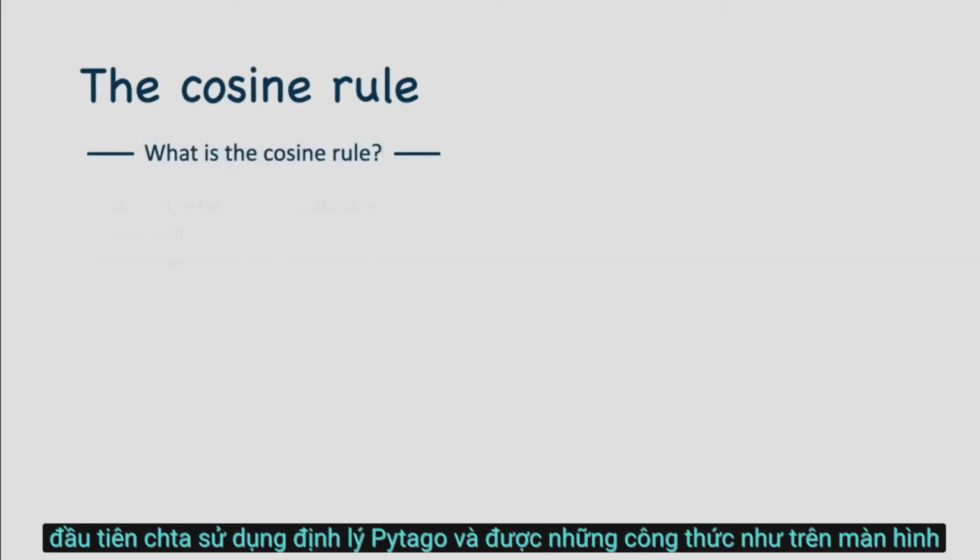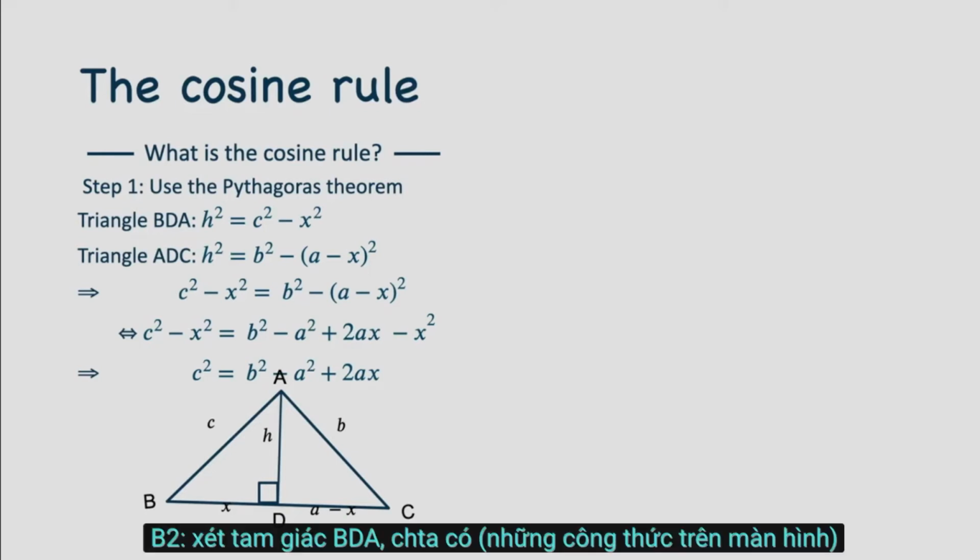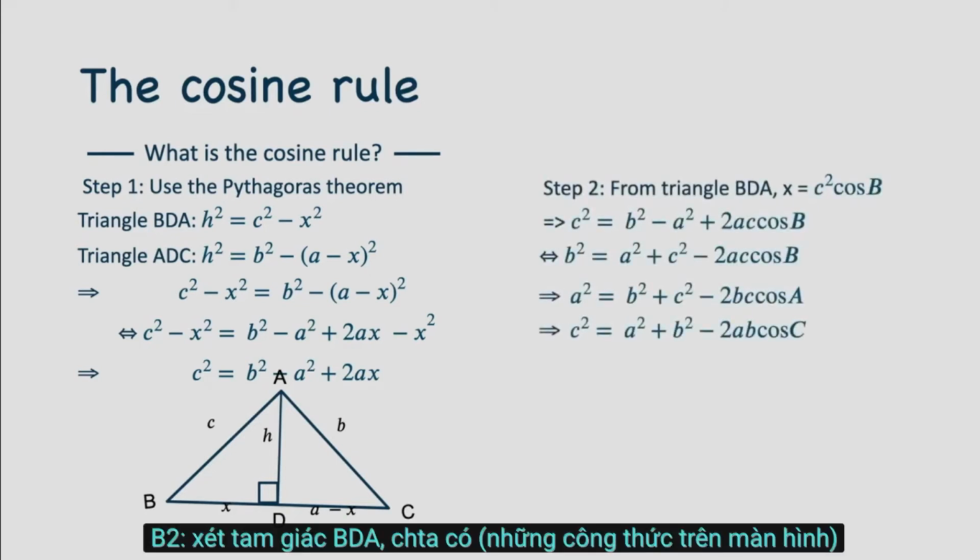Step 1. Use the Pythagoras theorem. Triangle BDA has h squared equals c squared minus x squared, and triangle ADC has h squared equals b squared minus (a minus x) all squared. Combining these, we have c squared equals b squared minus a squared plus 2ax. From triangle BDA, we have x equals c cos B, so we have c squared equals b squared minus a squared plus 2ac multiplied by cos B.